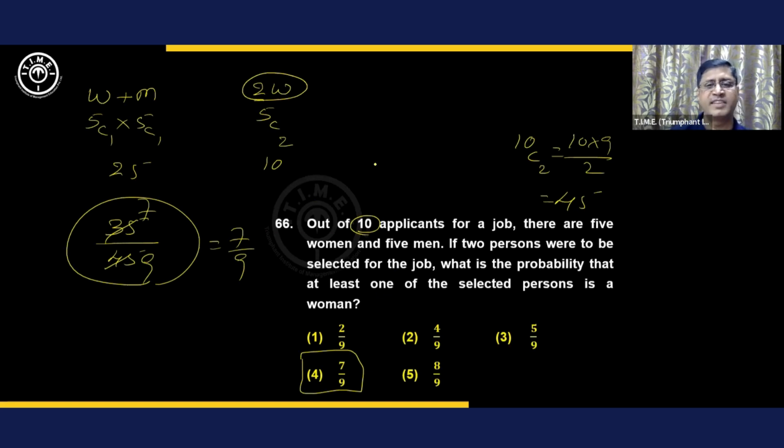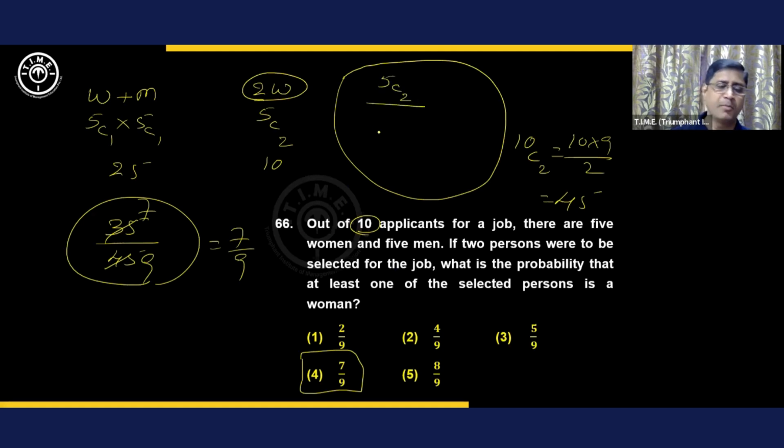My dear student, if you observe the same question once again, here what I am doing: no woman is selected. No woman is selected means, for example, look at this board, only men are selected. Men are 5 and both the selected are men. So what are the possibilities? 5C2. What is the total number of possibilities? Here 10C2. What is the value of 5C2? 5C2 means it is 10. So 10 by 45. 5 goes into 10 2 times, into 45 9 times.